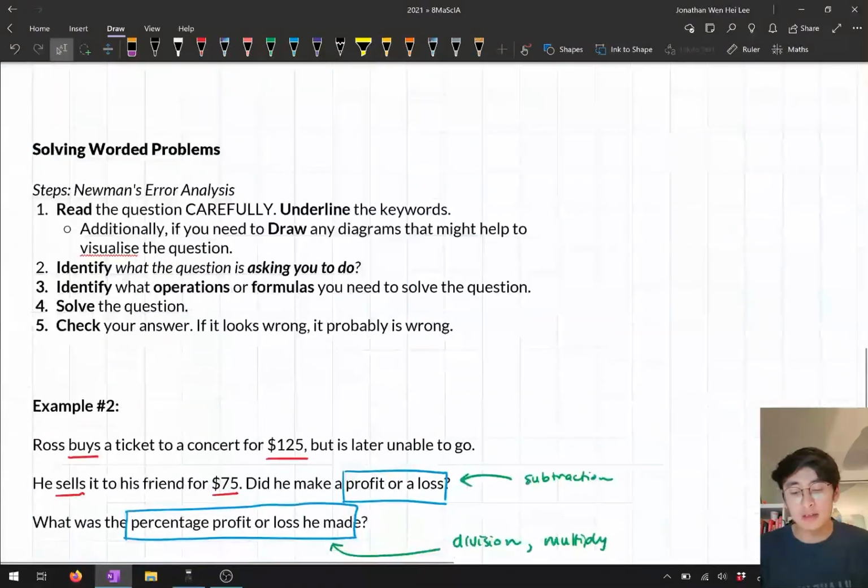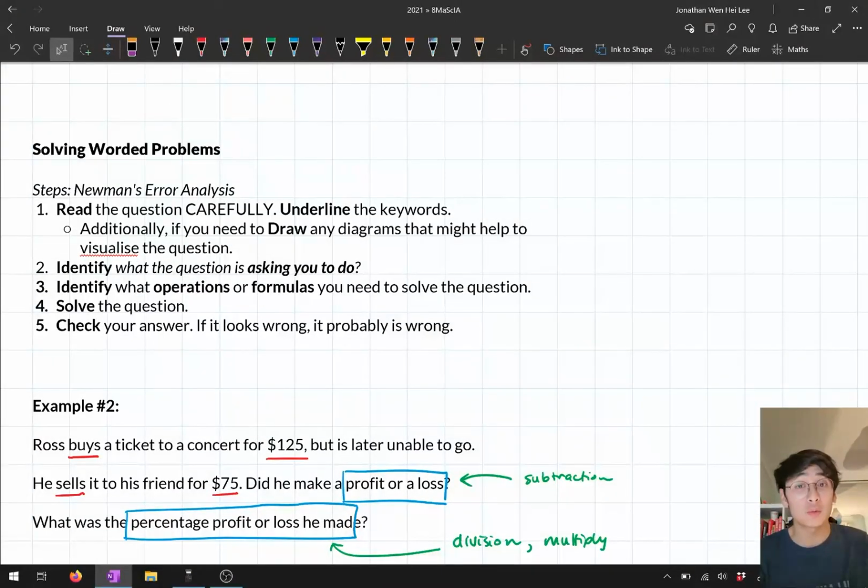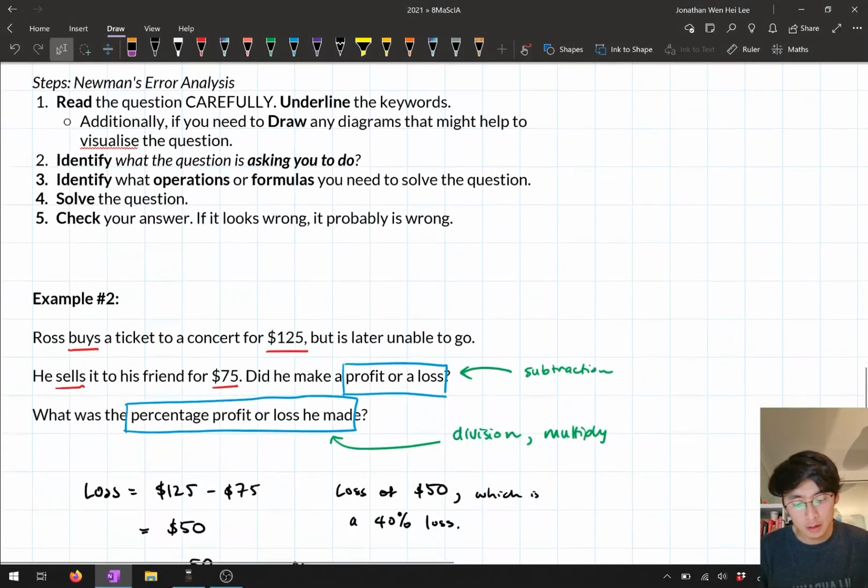In the second part of today's lesson, we looked at solving some worded problems, and so we used Newman's error analysis to help me underline the keywords in my question, identify what the question was asking me to do, identify some operations I needed to use to solve it, and then check my answer.